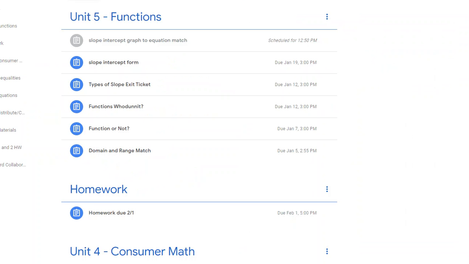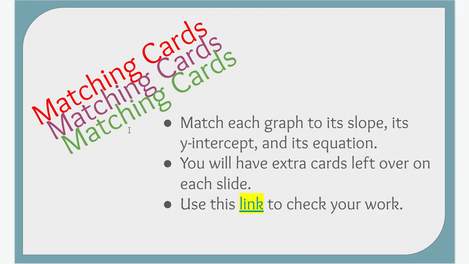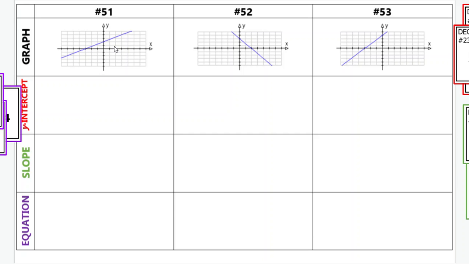Okay, so what you're going to do now is you're going to go to Google Classroom, and under Unit 5 functions, which is the very top thing, this thing will pop up here in a minute, but it's going to say slope intercept to graph to equation match. All right, you're going to open that up. It's going to look something like this. All right, and then on the next slide, it's going to have some graphs.